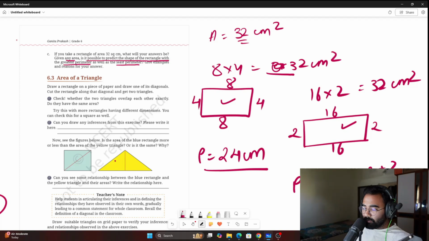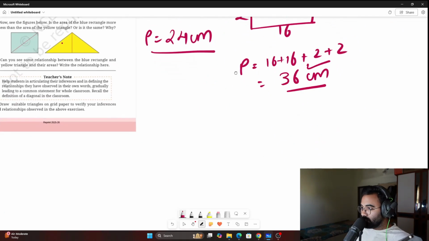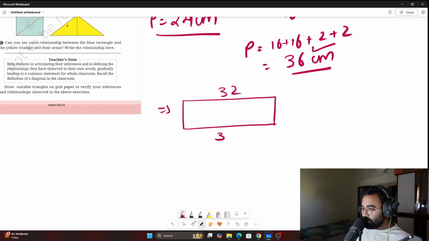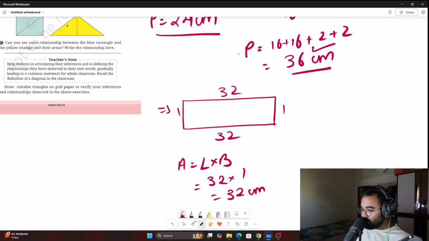With the greatest perimeter, I think this is the greatest perimeter. No, there is still one more rectangle that you can make out of this. Let's say for example this rectangle. 32 is the length, 32 is the length, 1 and 1 is the breadth. Now area over here is still the same, length multiplied by breadth, that is 32 multiplied by 1, which gives you 32 centimeter square.